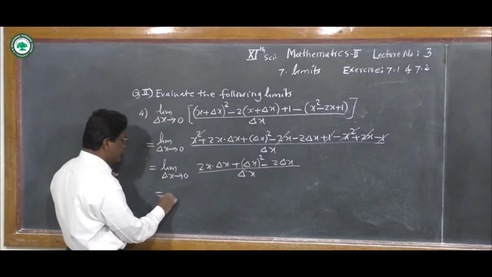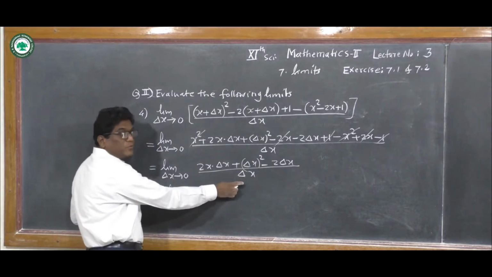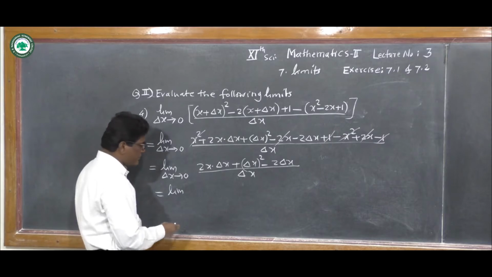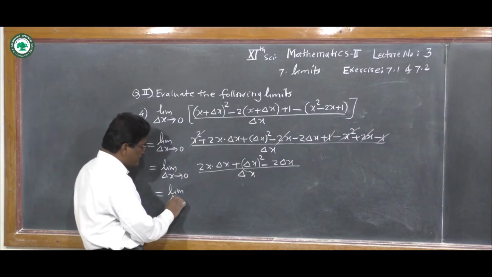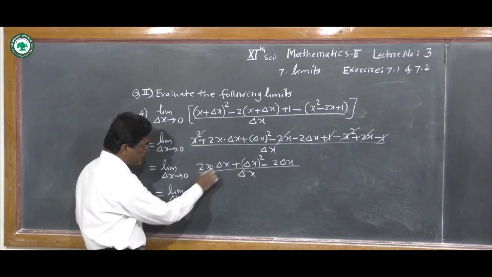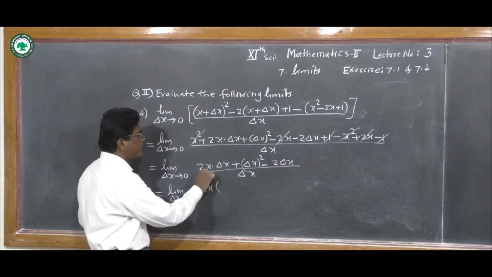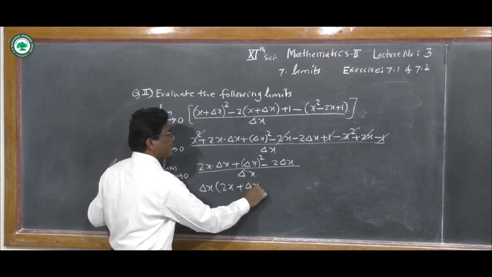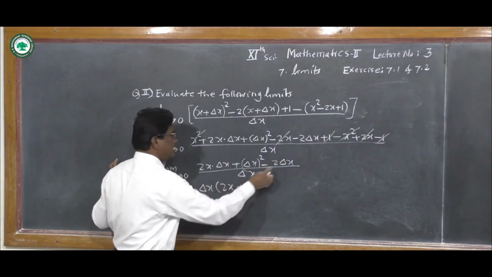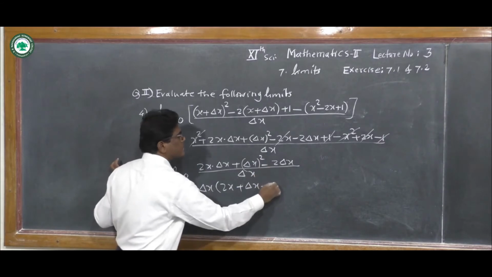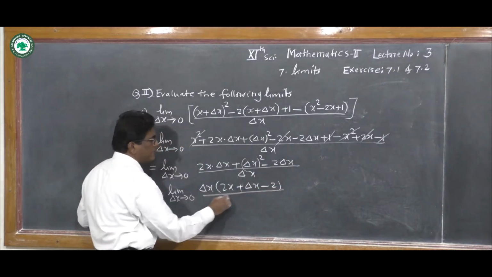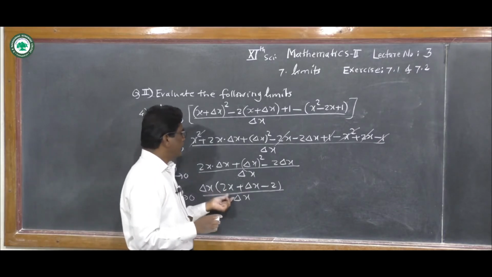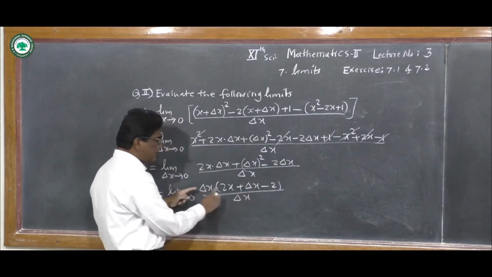Because we have to remove this delta x, as the denominator is 0, we take delta x common. So limit delta x tends to 0, take delta x common in the bracket: 2x plus 1 delta x remains, and minus 2 delta x outside the bracket, so minus 2, divided by this delta x. Now we cancel this delta x.